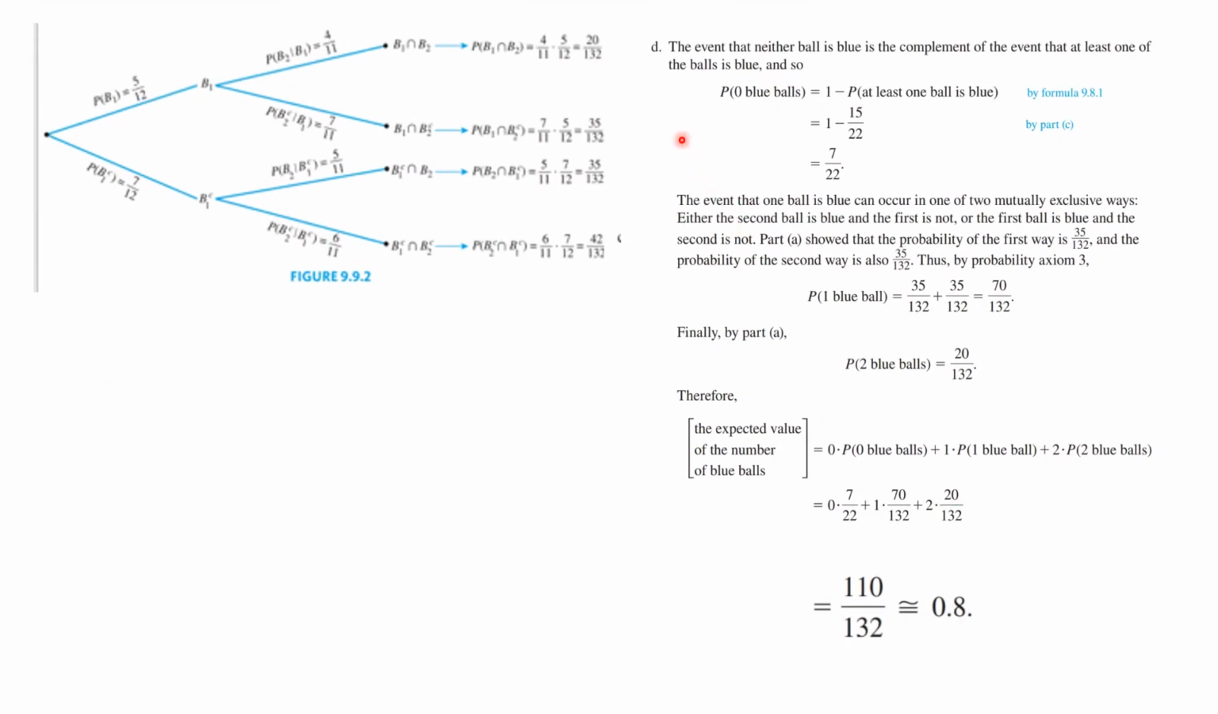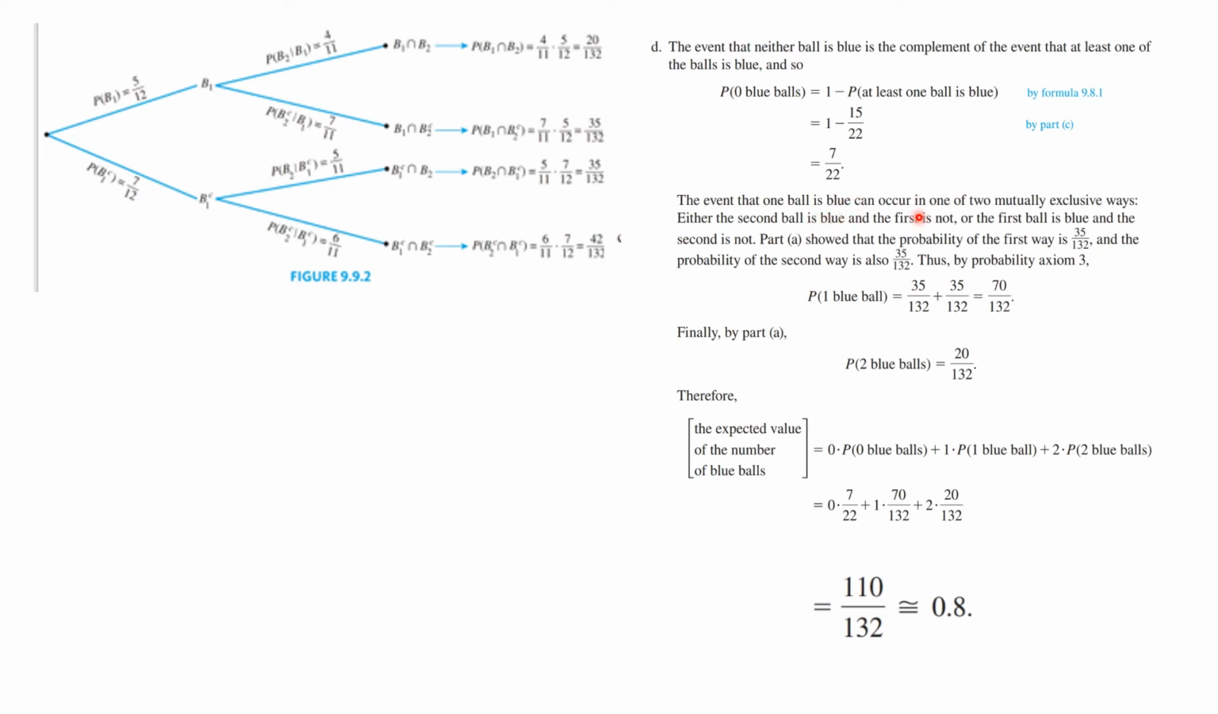Here's part D then, and we're going through the same kind of calculation. Again, I repeated the diagram here because I think it really helps you. The event that neither ball is blue is the complement of the event that at least one of them is blue. So the probability of 0 blue balls is 1 minus the probability that at least one ball is blue, and that is going to be this calculation, which ends up being 7 over 22.